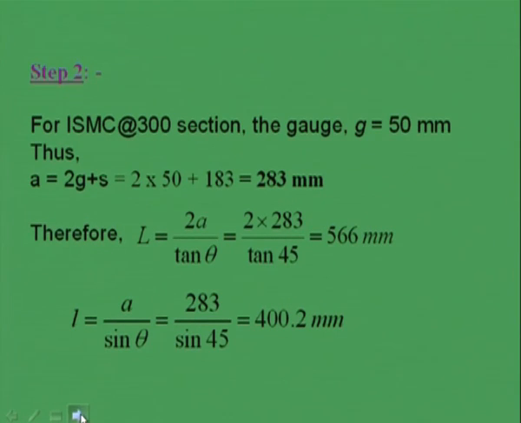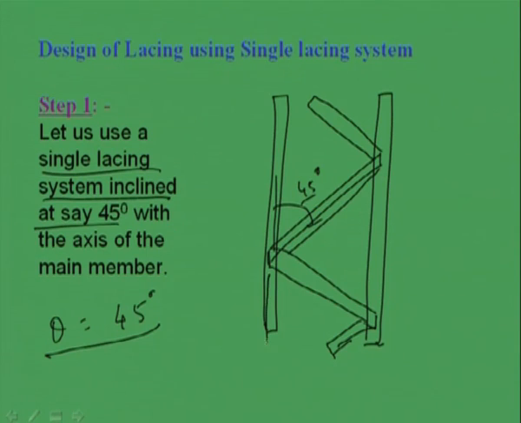In next step what we will do, as we know we are using ISMC 300. So, from the handbook, that SP6, we can find out the gauge distance G, which is given in the table, right, in SP6. So, we can find out A. A means which one? A will be basically this distance into this distance. This is S, the clear distance between two sections, and this is G, which is given in the code.